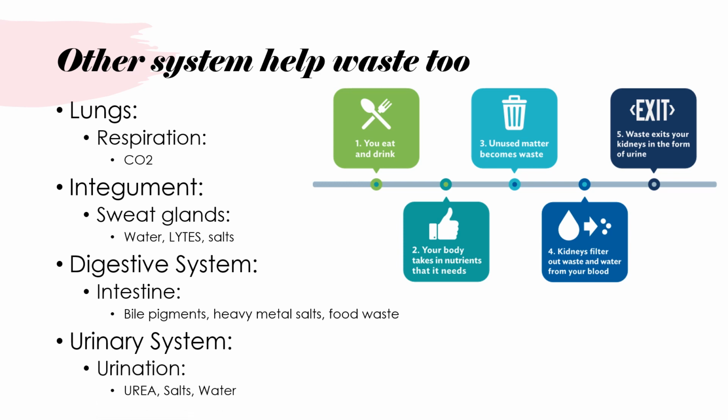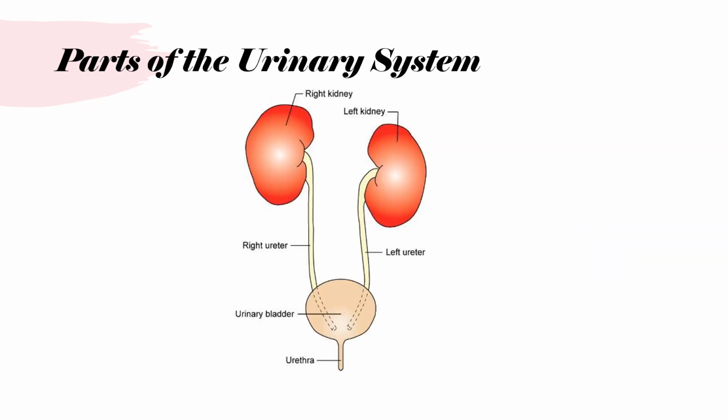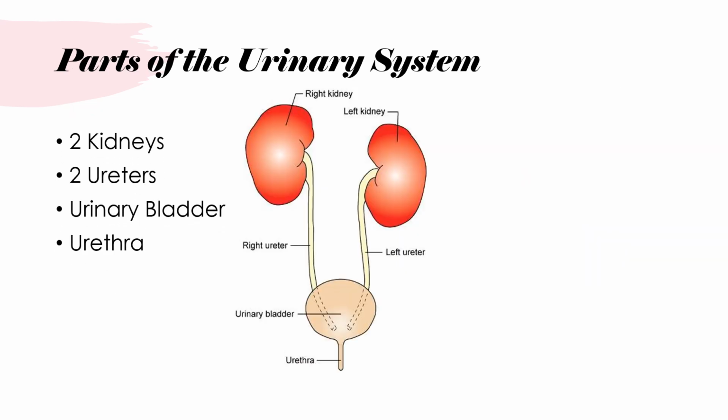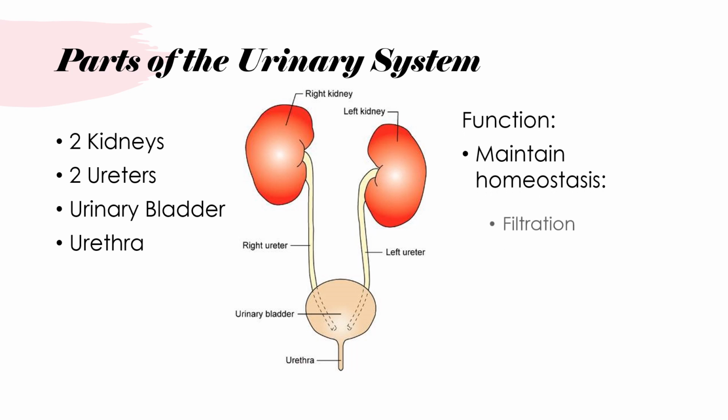Through urination, we can eliminate urea, salts, and water. So, parts of the urinary system. We've got 2 kidneys, 2 ureters, a urinary bladder, and a urethra. Again, that function, maintain homeostasis.